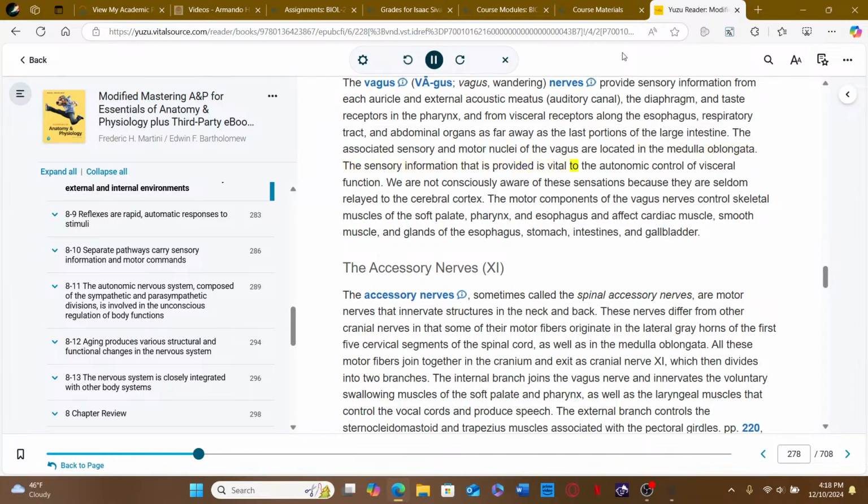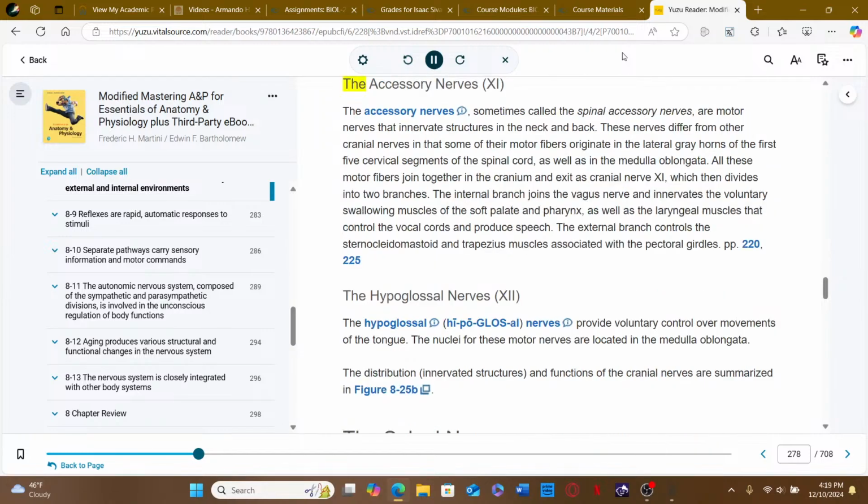The sensory information that is provided is vital to the autonomic control of visceral function. We are not consciously aware of these sensations because they are seldom relayed to the cerebral cortex. The motor components of the vagus nerves control skeletal muscles of the soft palate, pharynx, and esophagus and affect cardiac muscle, smooth muscle, and glands of the esophagus, stomach, intestines, and gallbladder.